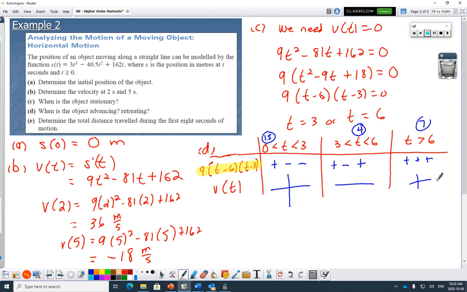What does it mean? This is when it's advancing, because it's moving forward there. This is when it's retreating. And then this is when it's advancing again. Because I found out when it's positive velocity, when it's negative velocity, when it's positive velocity. Getting us ready for the hardest question of the day.